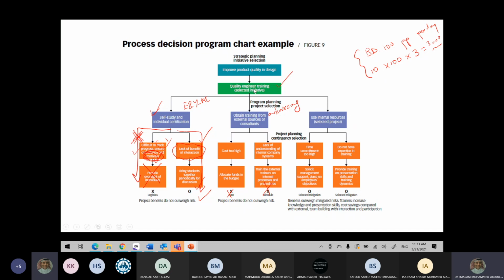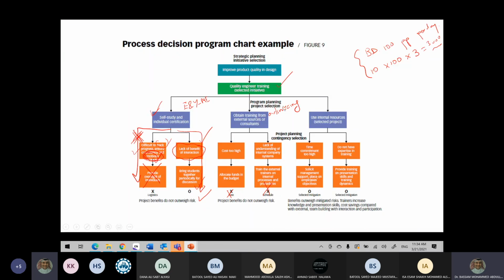So if I want to train a quality engineer, the first thing I'm going to do is allow for self-study and for them to sit with each other. But I cannot track them. You can decide if you want to track them, you can. I'm just talking about this example in front of me. In this example, they said that they cannot track them and they cannot motivate them. It has a lot of logistics.